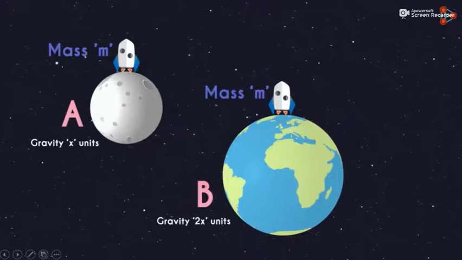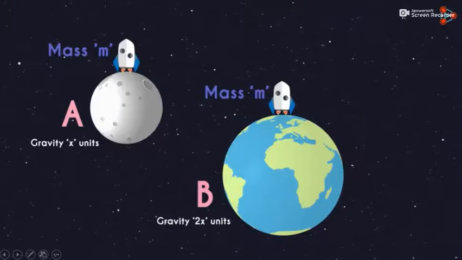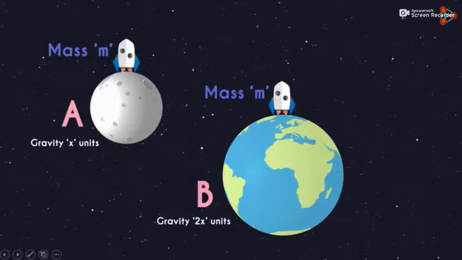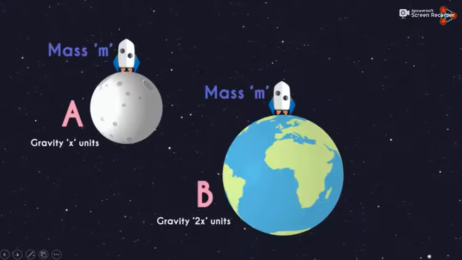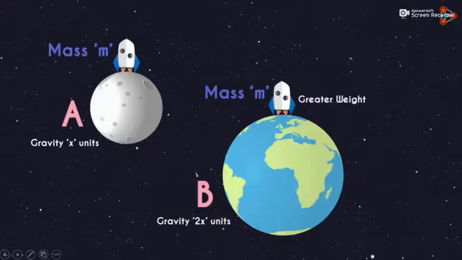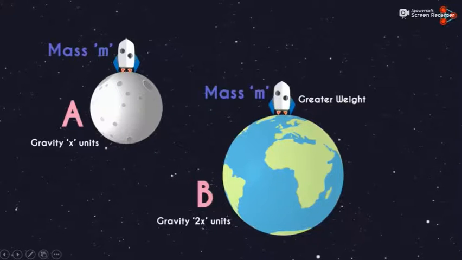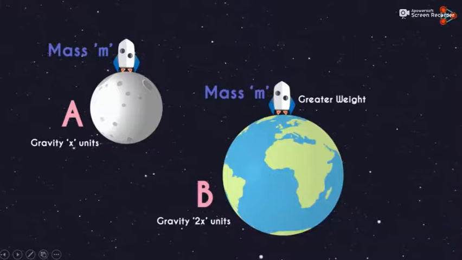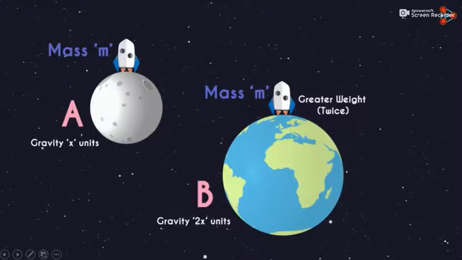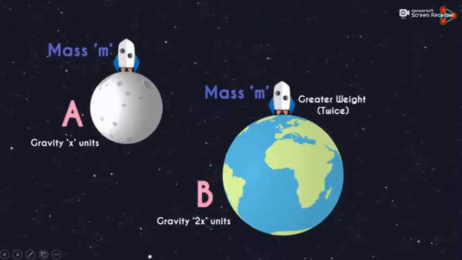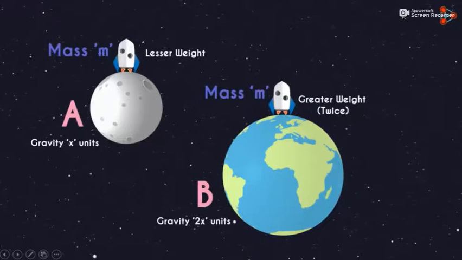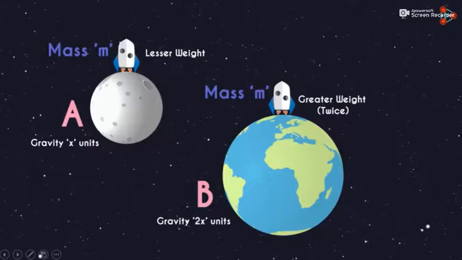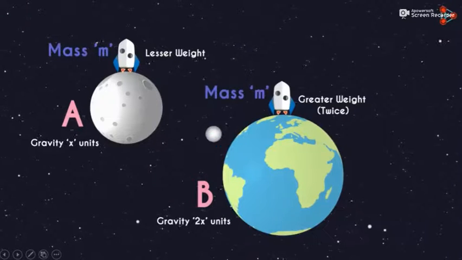Now understand this well. The mass of the object will be m at both the places, but the weight of the object will be greater at place B because the pull of gravity is stronger. As the gravity is twice as big, the weight of the object will be twice as much at place B as compared to place A. So the weight of an object is a measurement of gravitational force acting on it.